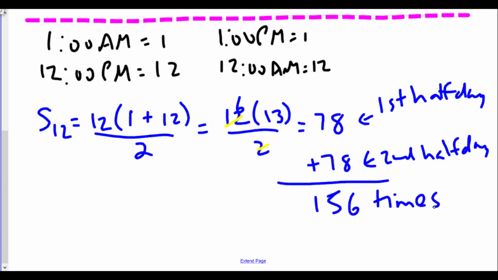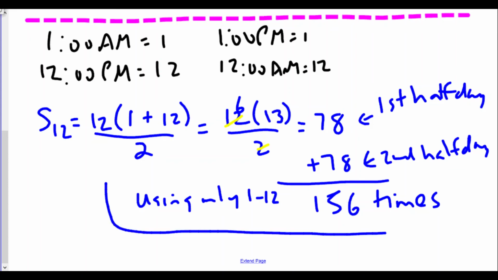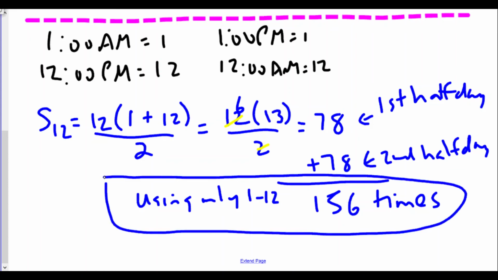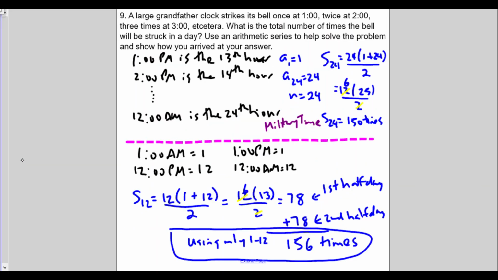And this is, in this case, if we're just using the dial, 1 to 12, right? Using only 1 to 12. Right, and so this will be our answer for this. Okay, so I basically have two different answers. It depends upon how we do this. Now, if you're doing military time where 1 p.m. is the 13th hour, 2 p.m. is the 14th hour, then you have 150 times.